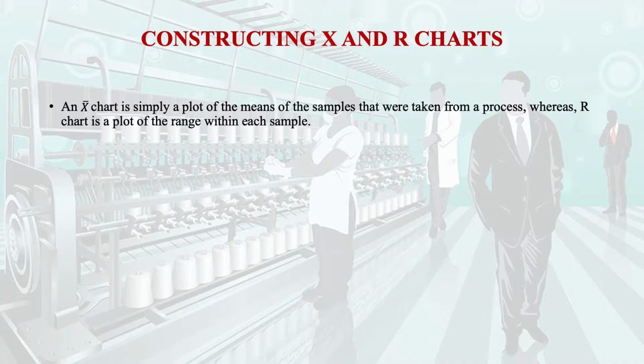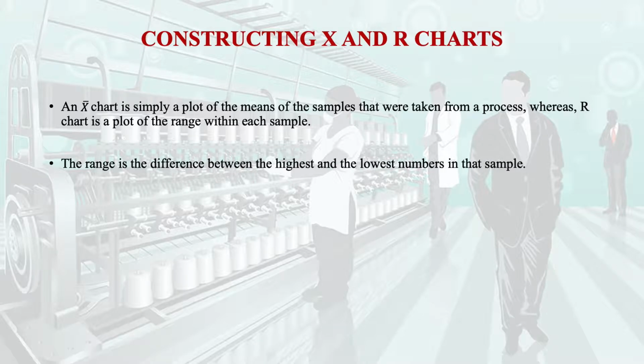Friends, we are discussing how you will construct the X bar chart and R bar chart. Both charts are for variables, and we have to find the ways for constructing the chart. An X bar chart is simply a plot of the means of the samples that were taken from the process, whereas an R bar chart is a plot of the range within the sample. The range is the difference between the highest and the lowest number in that sample.